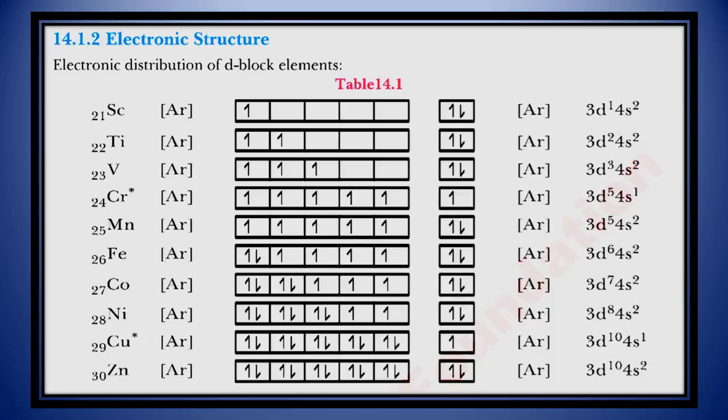We are going to learn the magnetic behavior of transition elements and the alloy formation. Students, in order to understand the electronic structure of transition elements, we are going to take the example of first D series elements to understand the electronic distribution in the transition elements.